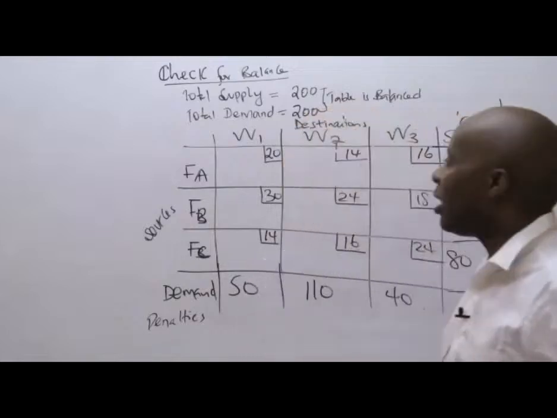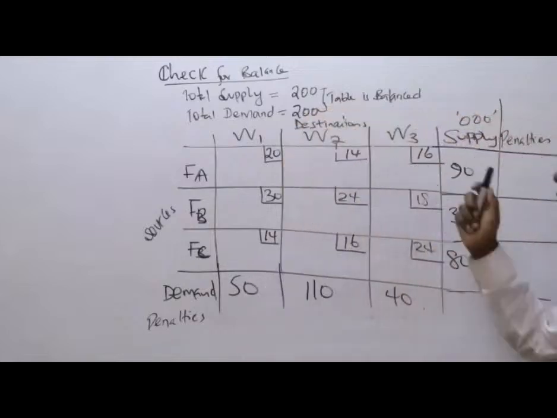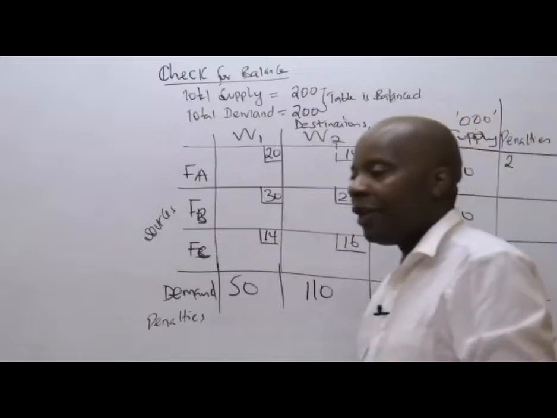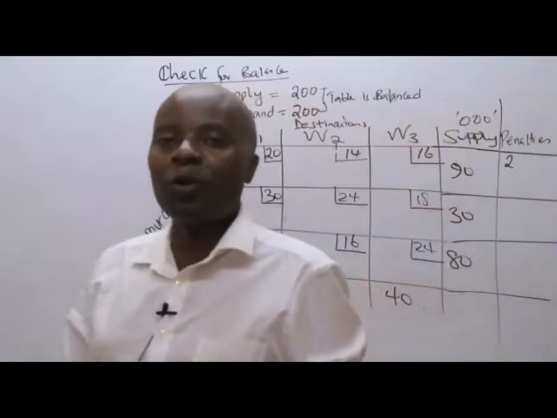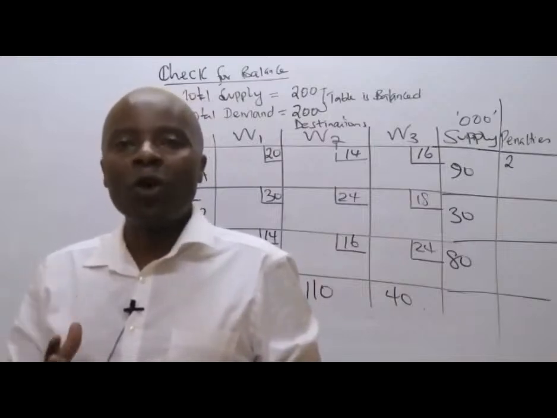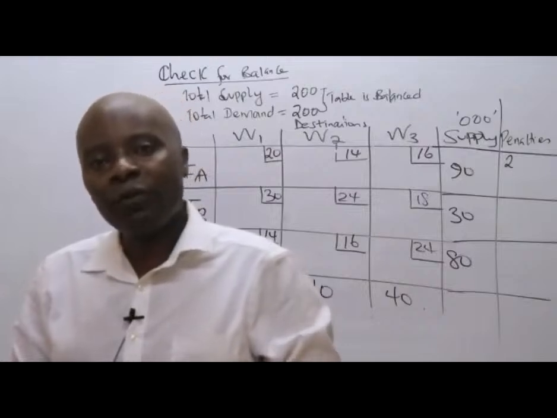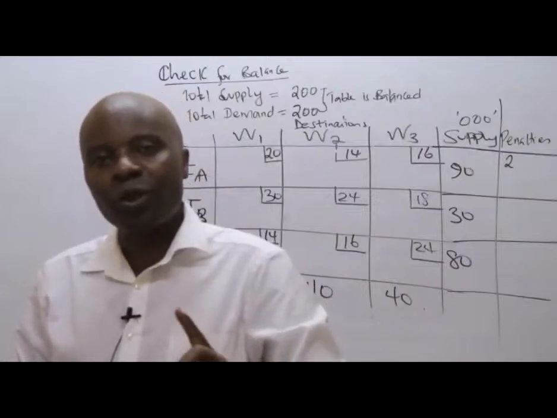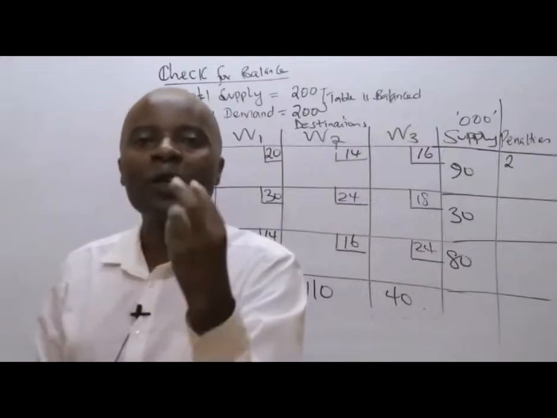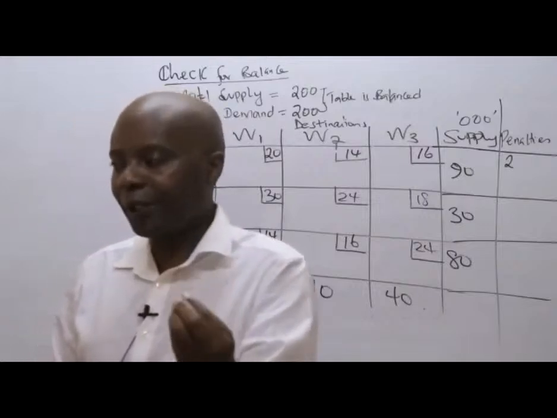Like now here we have 14 minus 16. So 14 minus 16 gives us 2, always the penalty. Even if you get a negative, it's not possible for you to be penalized negatively, so you always ignore the negative. What have we said about penalty calculation? You take the best cell minus the second best cell in terms of the transportation cost per unit.